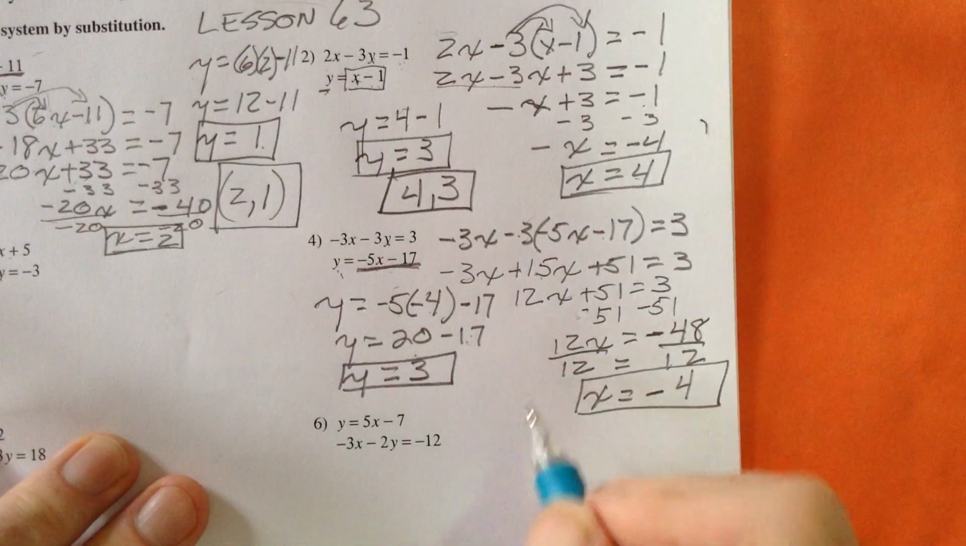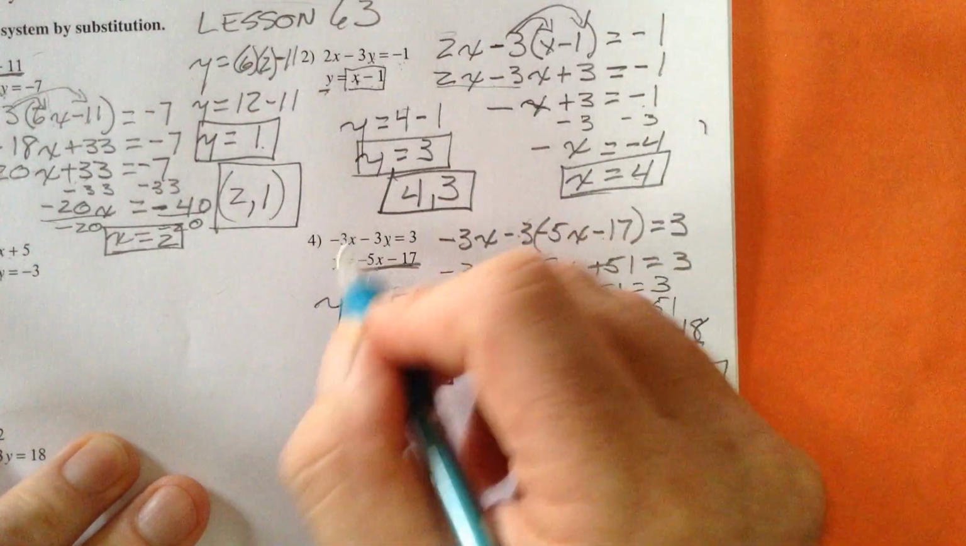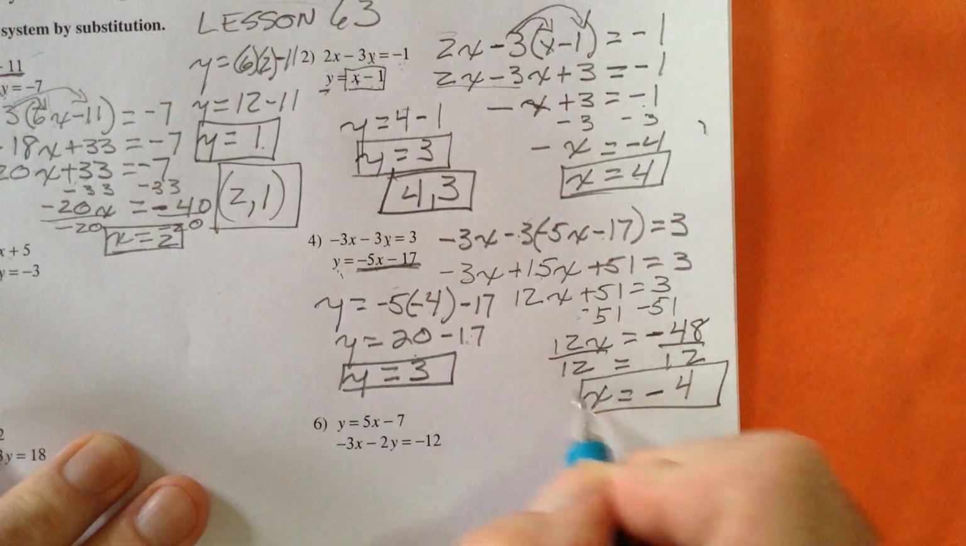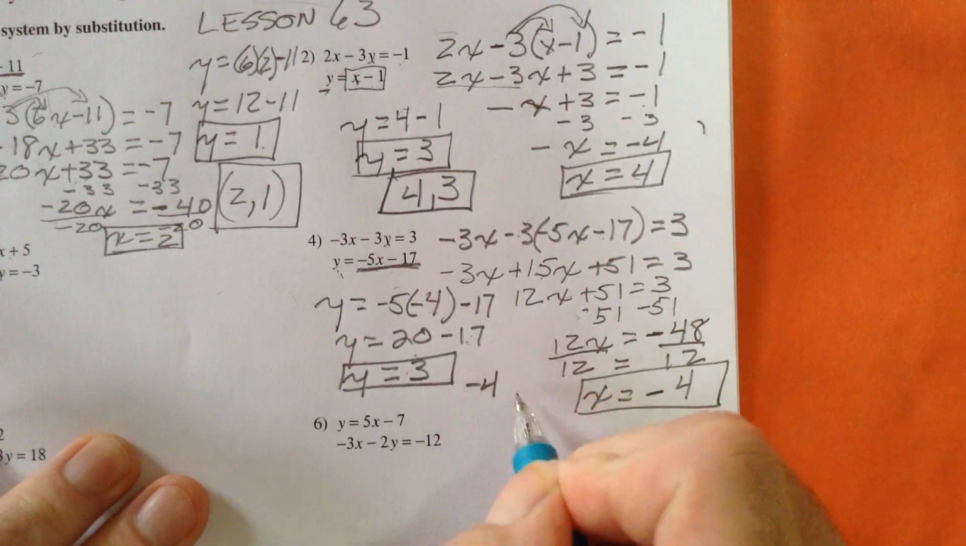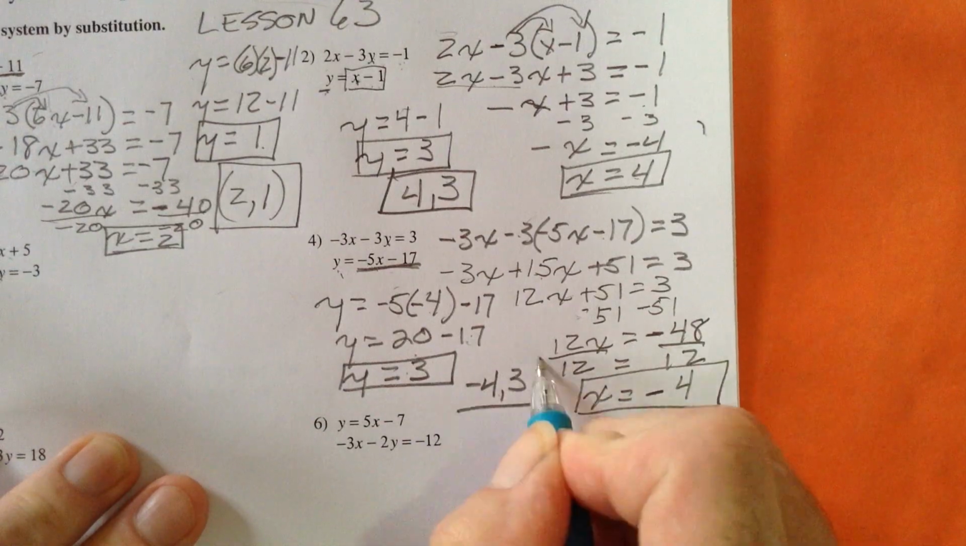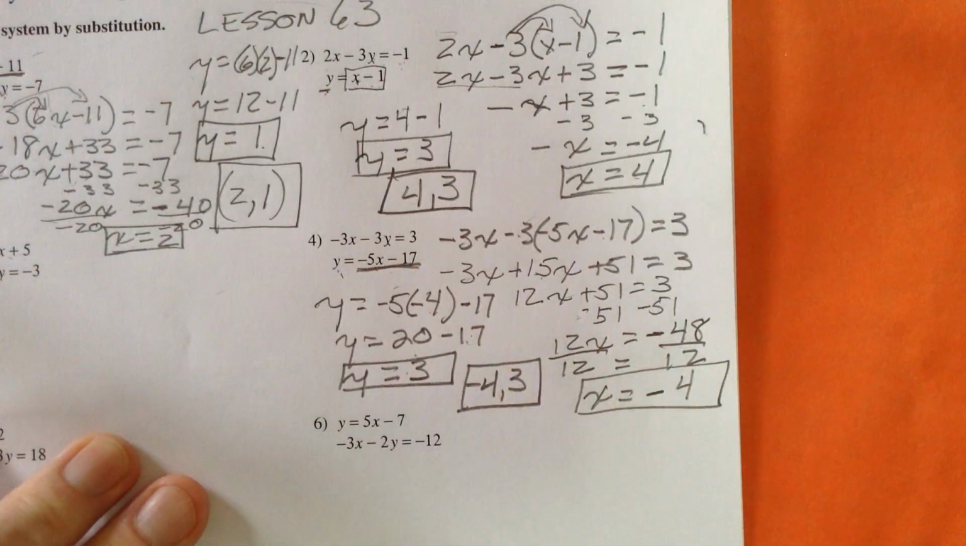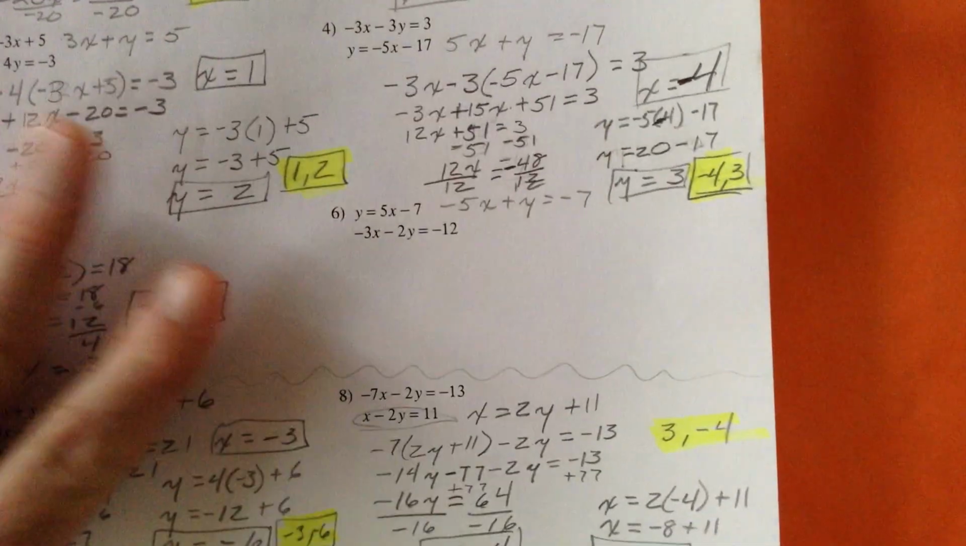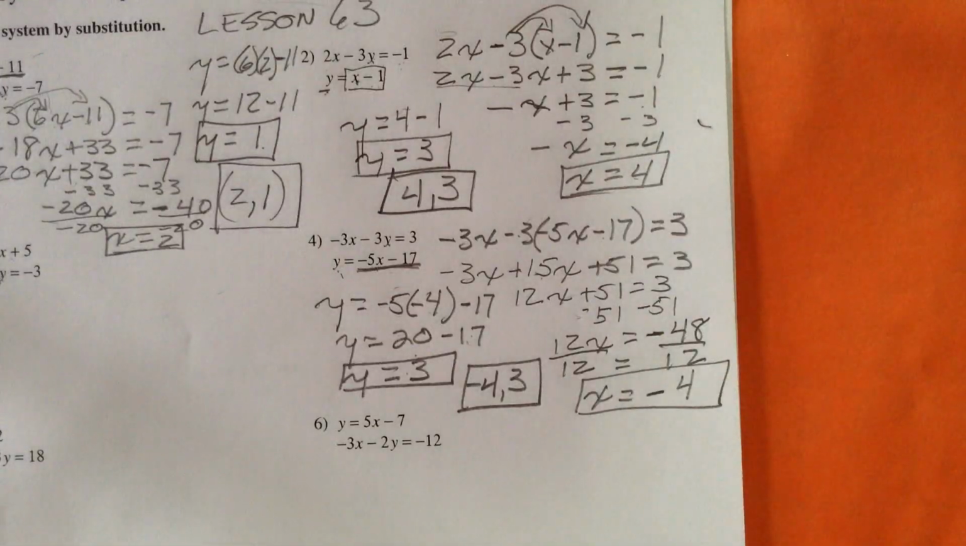Okay, so the answer would be, if I graph these two lines on the graph and the two lines cross, they would cross at x would be negative 4 and the y would be at 3. Okay, so that would be the answer there. Okay, and then in the last video I'll show you how I worked out the rest of them. All right.